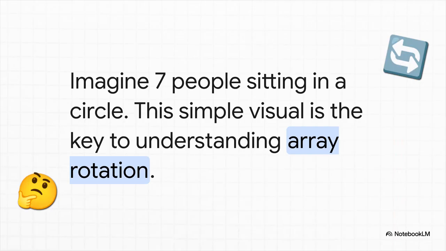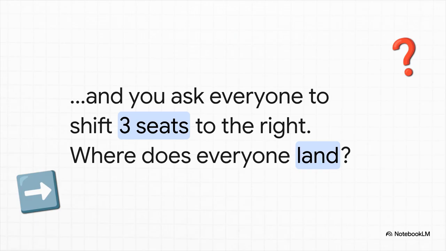All right, to really wrap our heads around this, let's forget about code for just a second. I want you to picture something. Imagine 7 people, and they're all sitting in a circle. We can just label them 1 through 7 to keep things simple. Okay, so they're all sitting there. Now, what if you told everyone, hey, get up and move 3 seats to your right? Where does everybody end up?